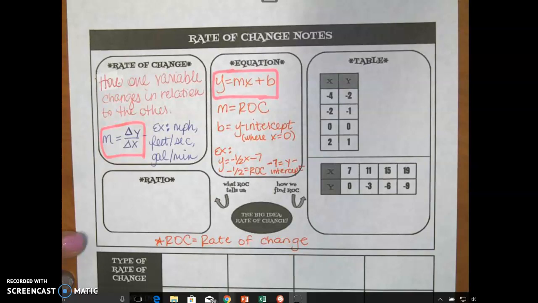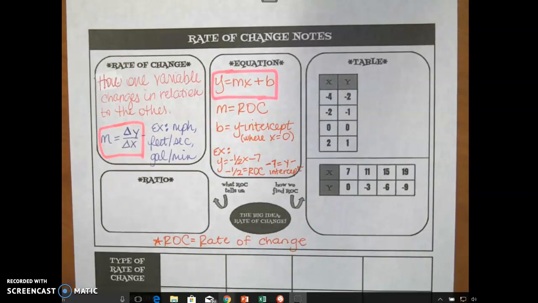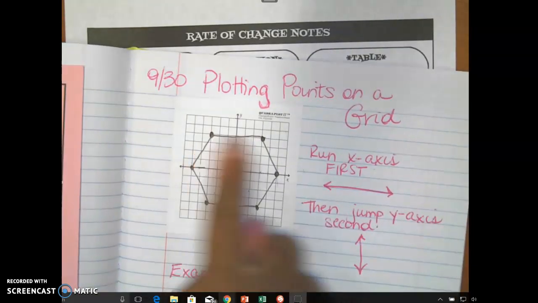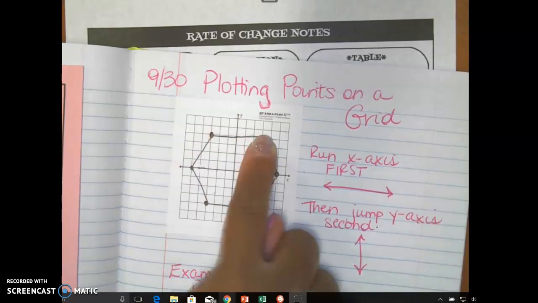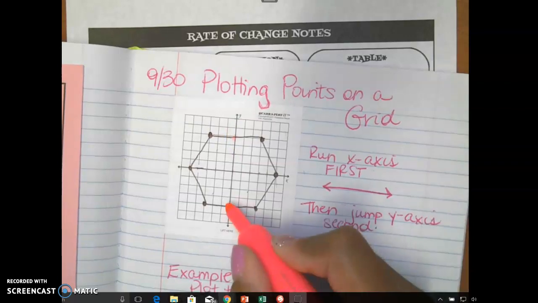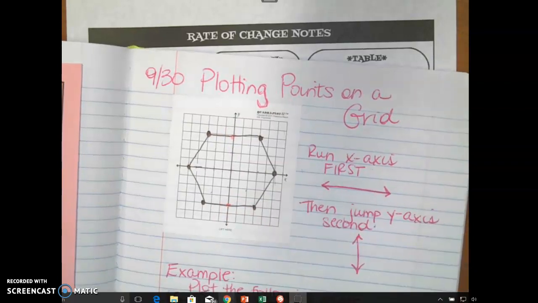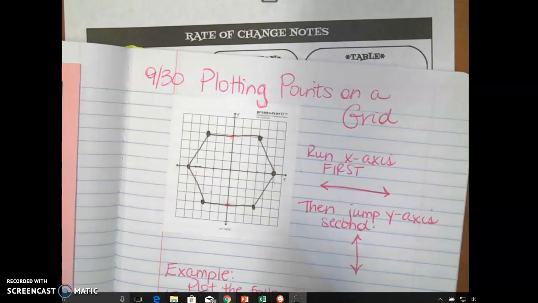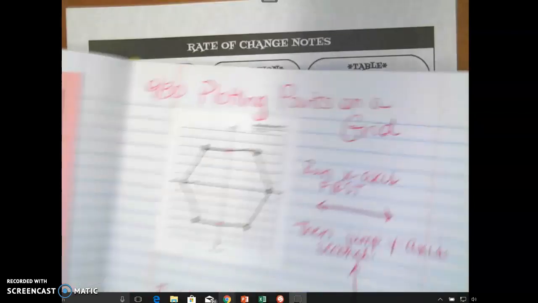The y-intercept. So on a graph, it's going to be where our graph crosses the y-axis. So you know the notes that we took 2 days ago? Right here, it's where the line crosses the y. So my y-intercept for this line would be right here. Okay, but we're going to be talking about linear relationships, so they're just going to be one straight line. This just so happens to be a shape because I wanted y'all to practice plotting points on a grid.